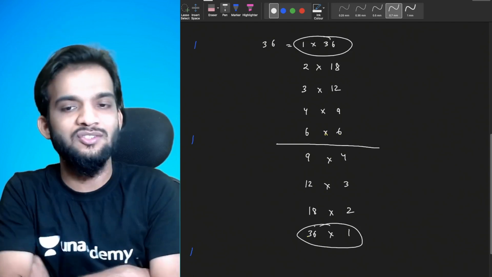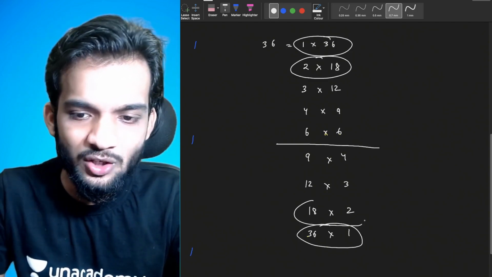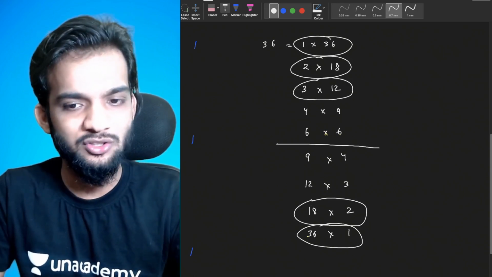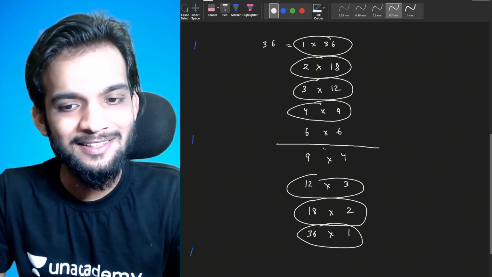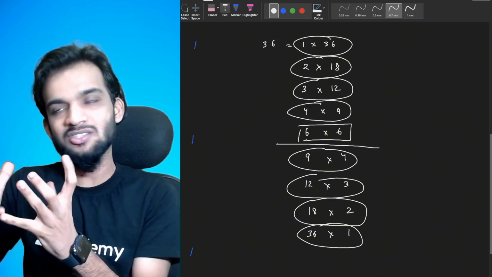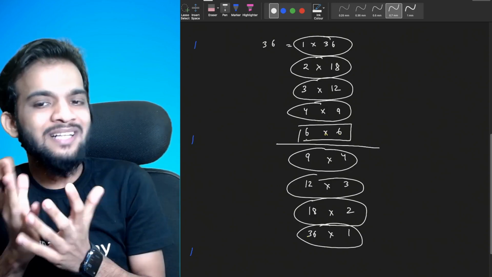Yes. Can I say if this is 2 crossed 18, this is 18 crossed 2? Yes. Can I say if this is 3 crossed 12, this is 12 crossed 3? Yes. If this is 4 crossed 9, this is 9 crossed 4. And this is a similar kind of thing. 6 into 6, that is why we did not get a revert of that. But we can see the revert.